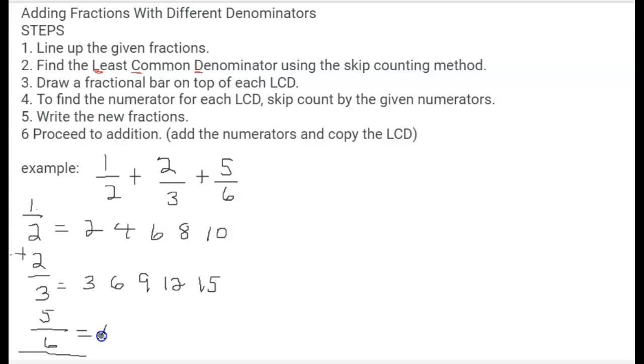On my last fraction and last denominator, I am not going to do it 5 times. I am going to do it until I see a number that is similar to my last denominator. My last denominator is a 6, so I started from 6. I have to stop because I see there is a 6 on my second fraction and there's a 6 also on my first fraction, which means my least common denominator is a 6, okay? So that is my step 2.